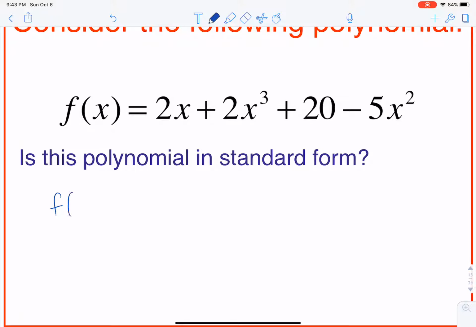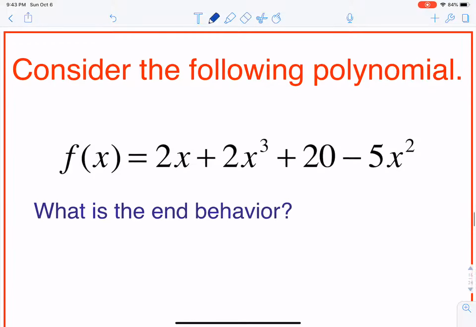Is it written in standard form? It is not. If I were to put this in standard form, we would start with the largest exponent, so 2x cubed, and we would just work our way down. Minus 5x squared plus 2x plus 20. So now this is written in standard form. I have my lead coefficient, the degree of the polynomial is first, and my constant will always come last.